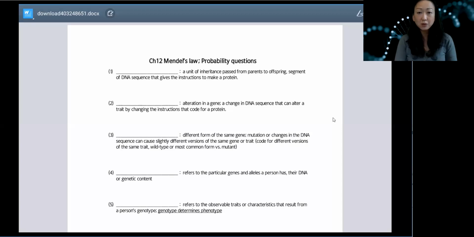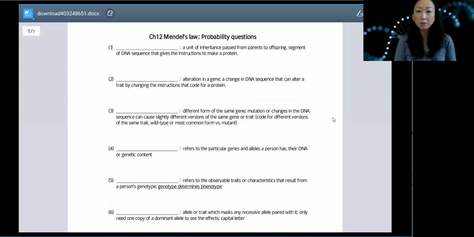To start, we have to introduce this person called Mendel, a scientist who figured out how this unit of heredity is passed on from one generation to the next. So let's talk about some of the terms that I will keep going back to. Let's look at your worksheet.